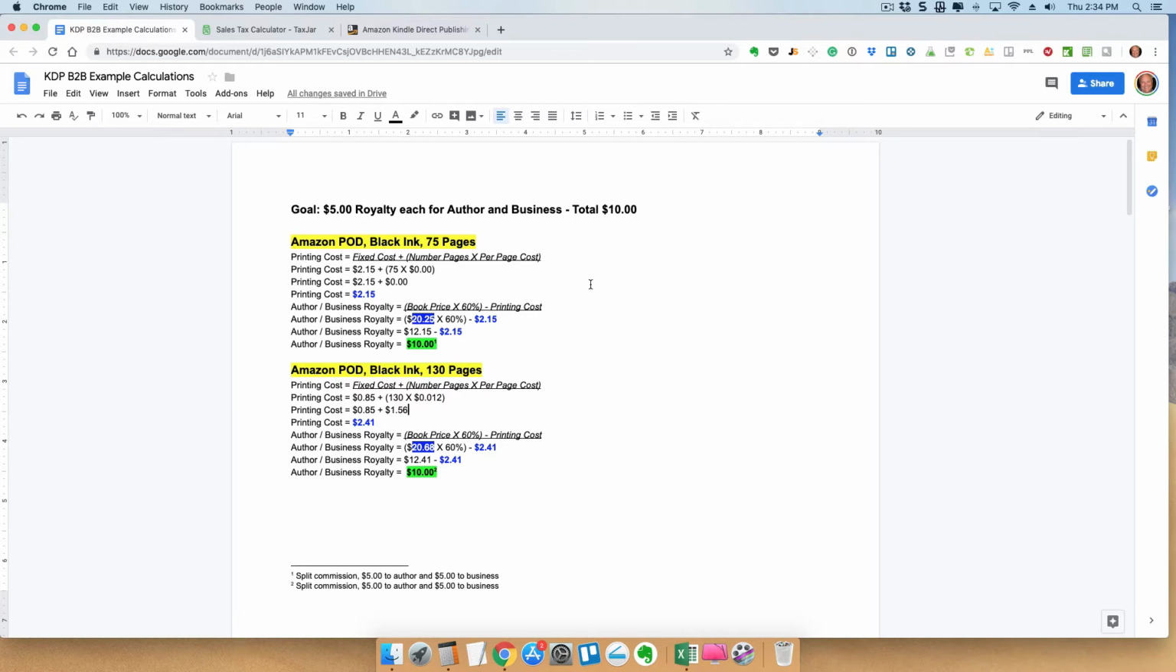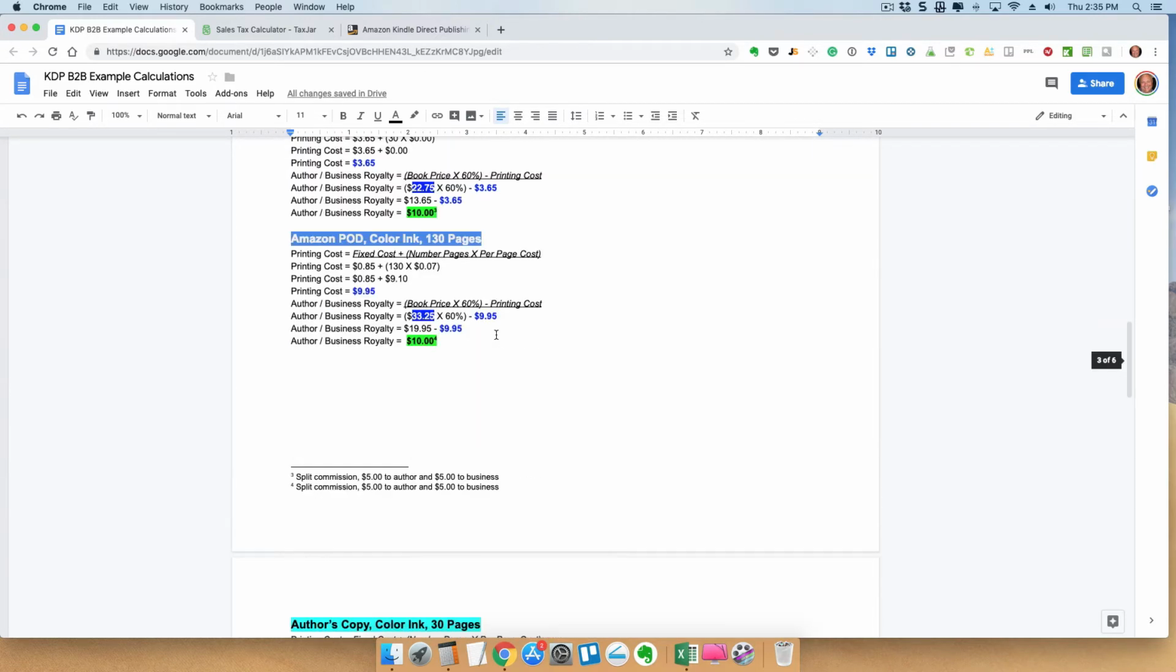And as a reminder, how we calculate the cost of this is first we have to look at what the fixed cost is to figure out your printing cost, the number of pages, and the per page cost. So in a black ink 75 pages, the fixed cost is $2.15, and there's no additional per page fee up to 108 pages. So if you're between 24 and 108 pages, it's just a fixed cost of $2.15.